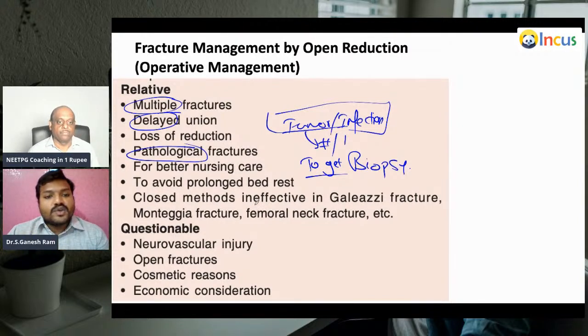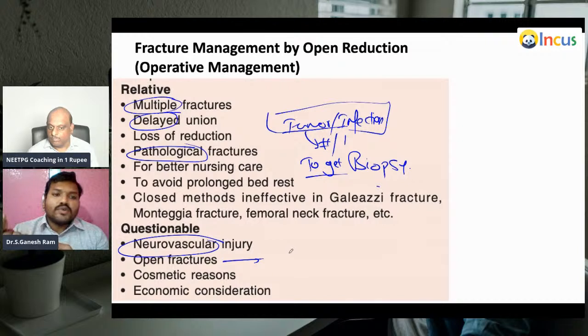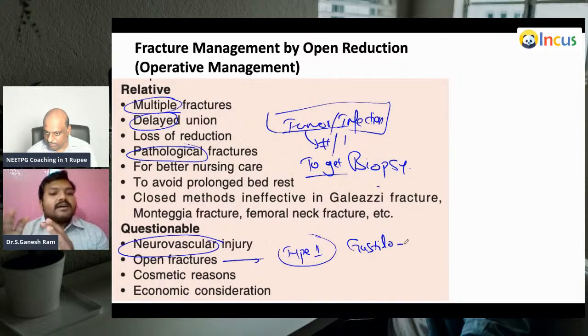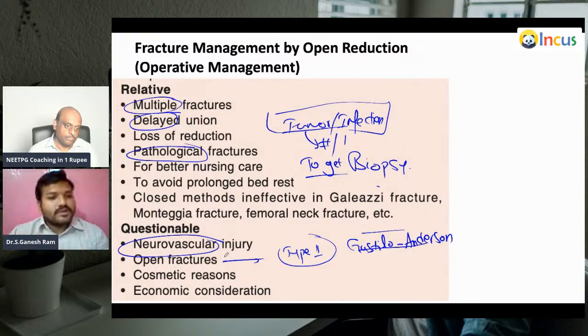So the doubtful ones would be neurovascular injuries and some open fractures. Like in the Gustilo-Anderson classification, type 1 may be a 1 centimeter wound only, very small. If the wound is not much contaminated, if the wound is very clean, in those fractures it's still a debate. We can do a closed reduction also. In type 2, the size would be 2 to 10 centimeters of open wound. In those cases, it's debatable. We can do either open or closed. So it's a debatable condition. Cosmetic reasons, economic reasons, all these are debatable. So whether we do closed or open depends upon the surgeon.